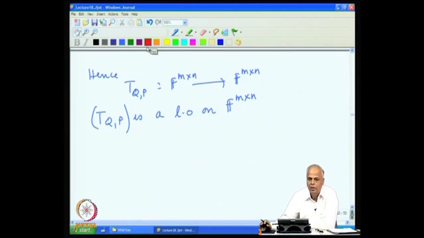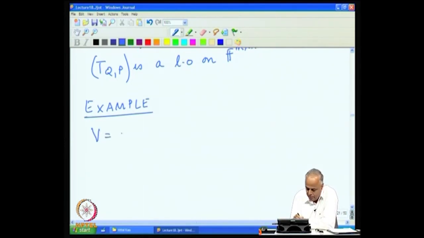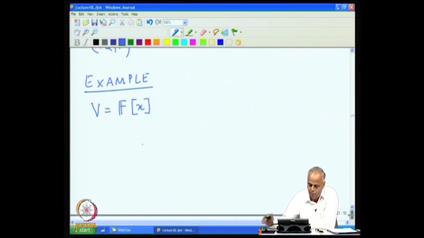So, we have several classes of transformations that we can talk about for square matrices and for rectangular matrices. We shall continue to look at more examples, because in linear algebra, one of the most important things is linear transformation. So, we look at more simple examples. Let us consider the vector space of all polynomials over F in the variable x. Okay. So, F[x] stood for the vector space of all polynomials.